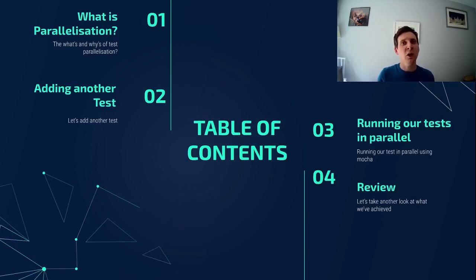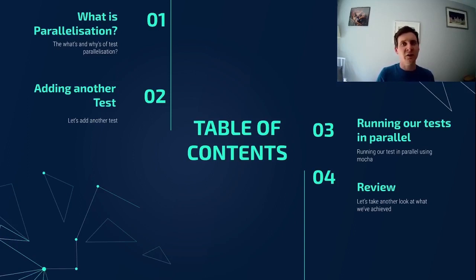Once we've done that, we're going to add another test to our existing Selenium test suite. Of course, you can't run a single test in parallel, so we'll need to add at least one more. Once we've added our test, we'll then look at how we can use Mocha to run our tests in parallel. And of course, at the end, we will do a full recap of everything we've looked at during this session.